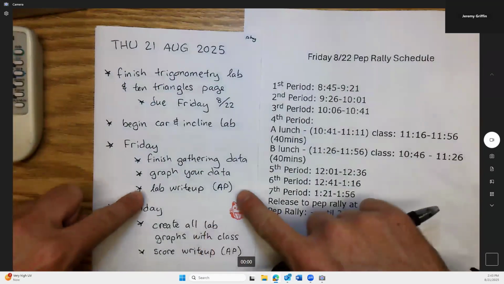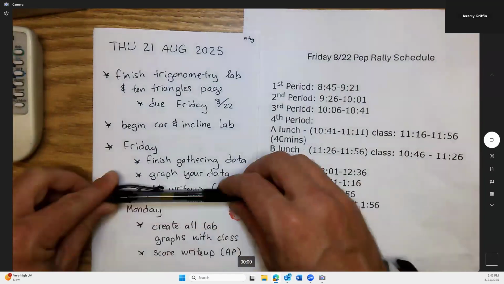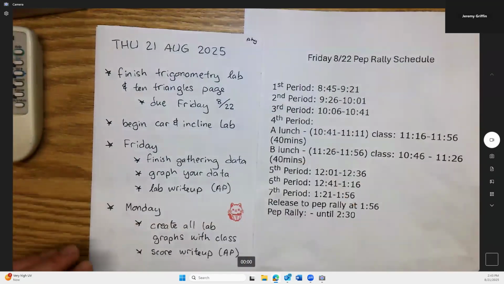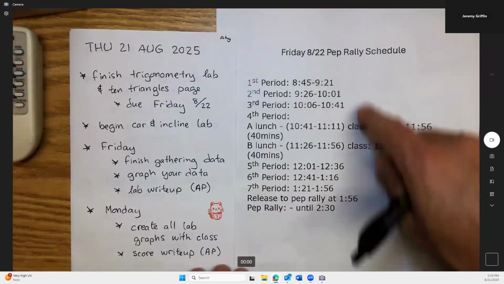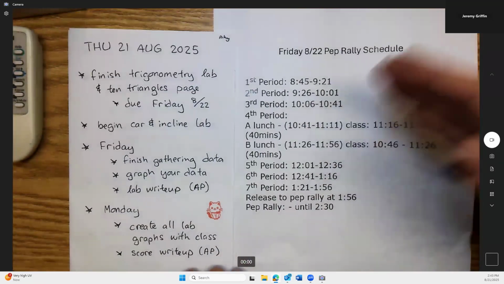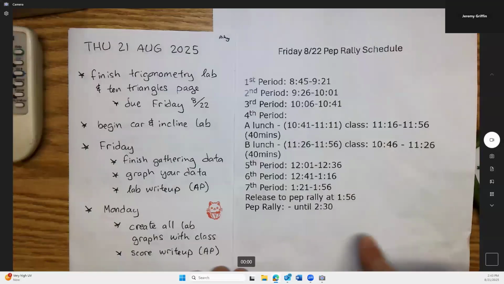Okay. Where you see AP here, just ignore the AP stuff. I'm not going to have you guys do it, so don't worry about that. And tomorrow's going to be kind of a short day anyway, for a couple of reasons. There's a pep rally, so they're shaving a few minutes off each class, and the pep rally will be about the last half hour of school.